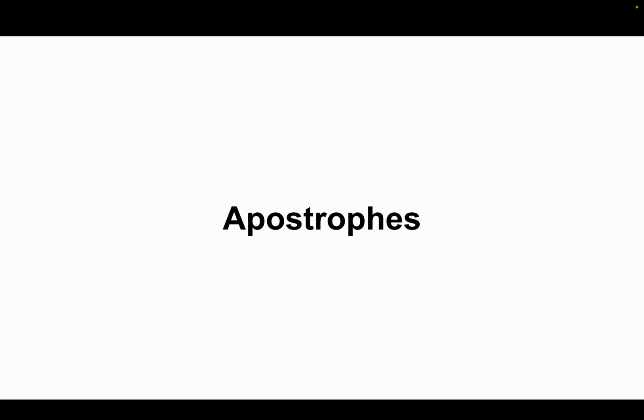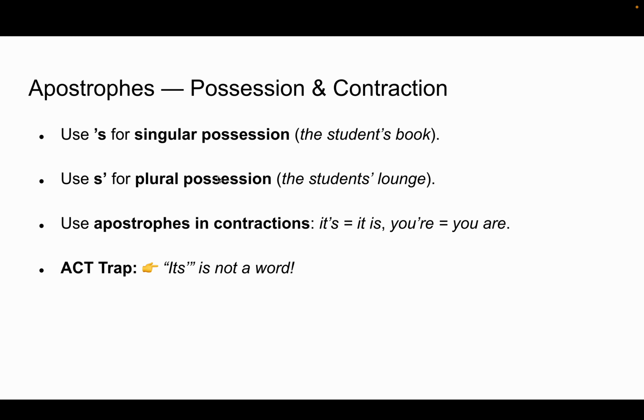Now we're going to go to apostrophes, and apostrophes usually show up a lot, and they're usually in contractions, which is when you're trying to shorten two words, or possession, when you're trying to show ownership of a thing, right? Usually ownership of a thing. And there are some common traps that the ACT likes to use. So, three primary use cases.